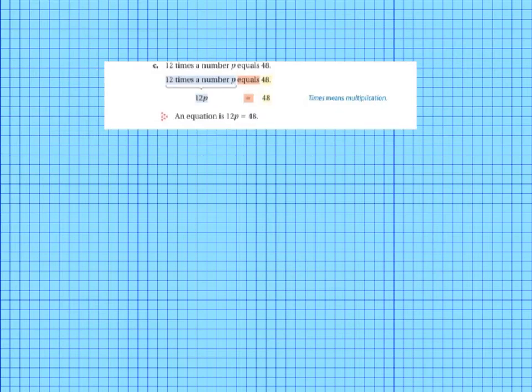And we are still on example 1, letter C. And now we're looking at 12 times a number p equals 48. So remember, when you write a coefficient and a variable together, you just put them right together. So 12 times the number p is just 12p. There's no symbol in between them. We know that that means multiply. And then equals is an equal sign, and 48 is 48. So an equation is 12p equals 48.